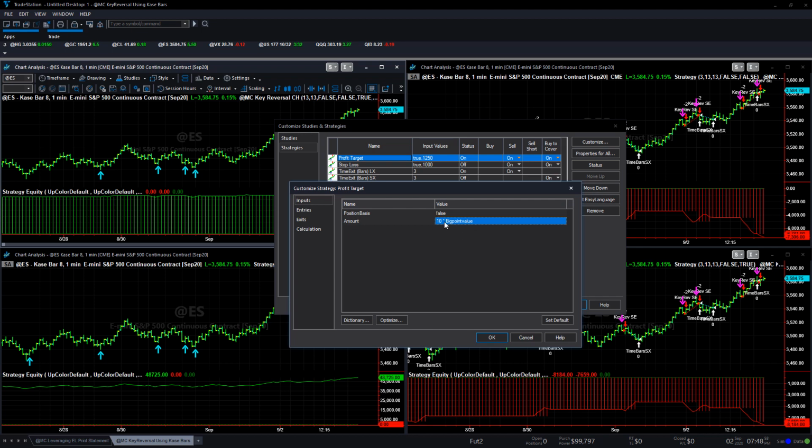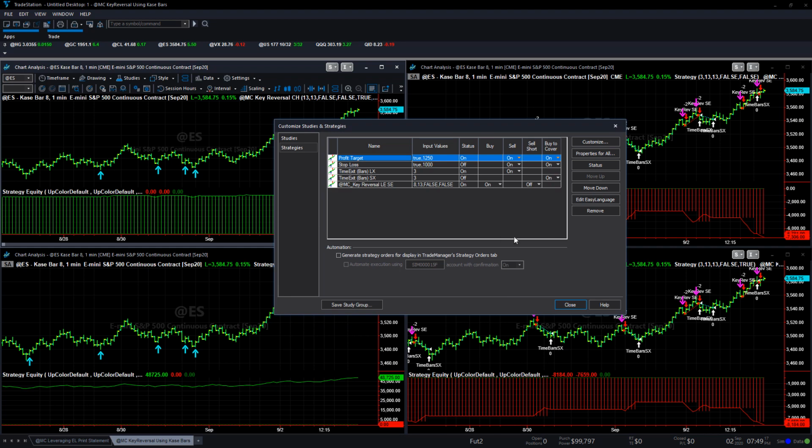So for futures, I like to use dollars. It just makes it so much simpler, and that's the default here, true. And then I can just make this whatever dollar amount I want to exit, and that number I can optimize because it's not a formula.